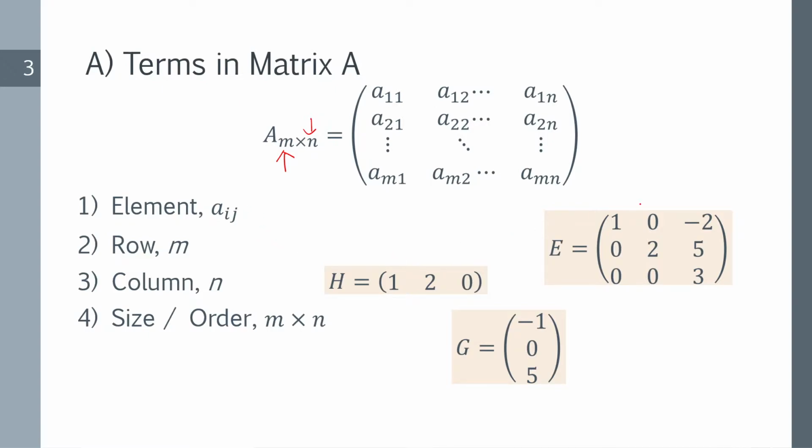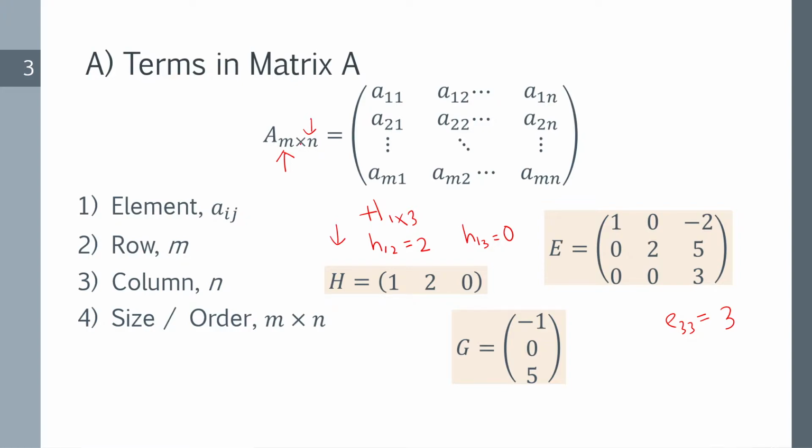So for example, let's look at our H. The size of H is 1 times 3, only one row and three columns. The element of the first row and the second column, called H12, is 2, and H13 equals 0. For example, E33, the small letter e33, is 3. That is how you number the elements.